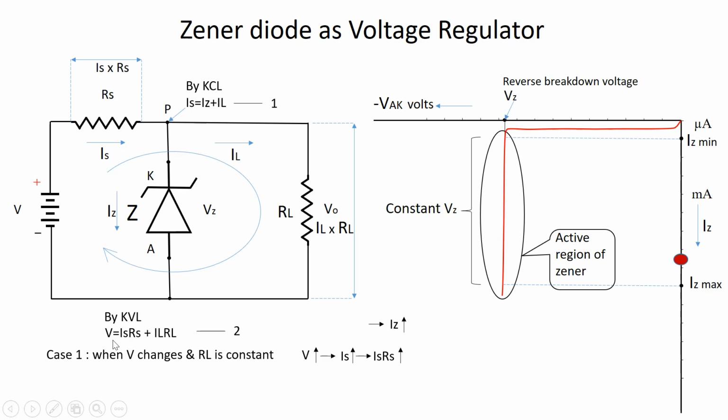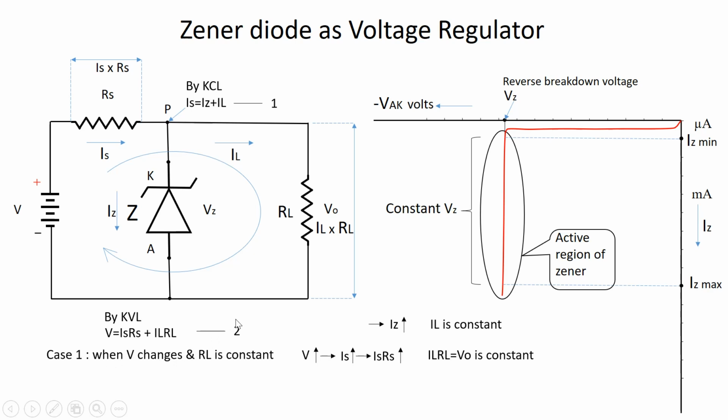Again from the equation 2, the rise in this V is compensated by the equivalent rise in the voltage drop IS into RS, maintaining the product IL into RL, which is equal to V0, and the load resistance is still maintained constant. This is how the output voltage is regulated at the constant level in the case 1 here.